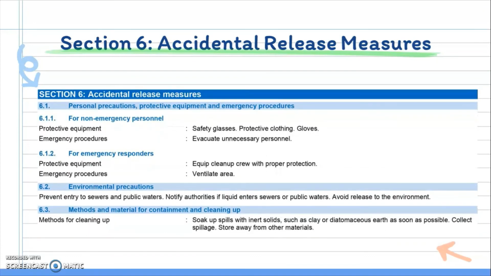Looking at the sample SDS, makikita natin sa Section 6 yung mga personal precautions para dun sa mga emergency personnel at sa mga emergency responders. Andito rin yung environmental precautions and yung methods and materials for containment and cleaning up.